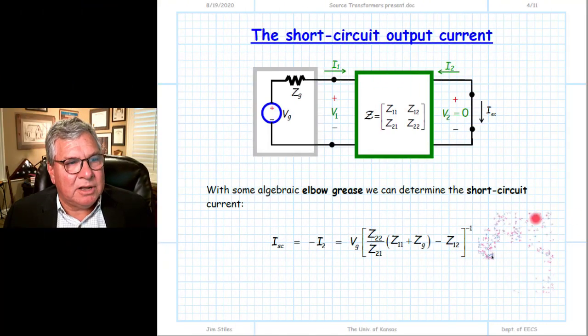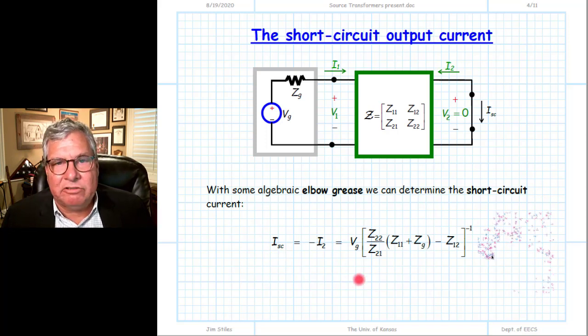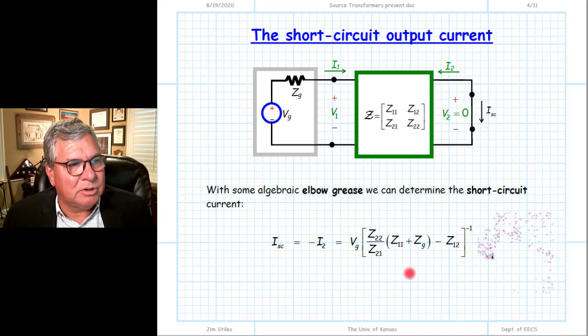We do the algebra and we come up with the answer for I2 multiplied by -1. That gives us our short circuit current. And we look at this result and it passes all of our sanity checks. First of all, this is a complex number and this is a complex number. It has the right units on the right side, and of course that is units of ohms.